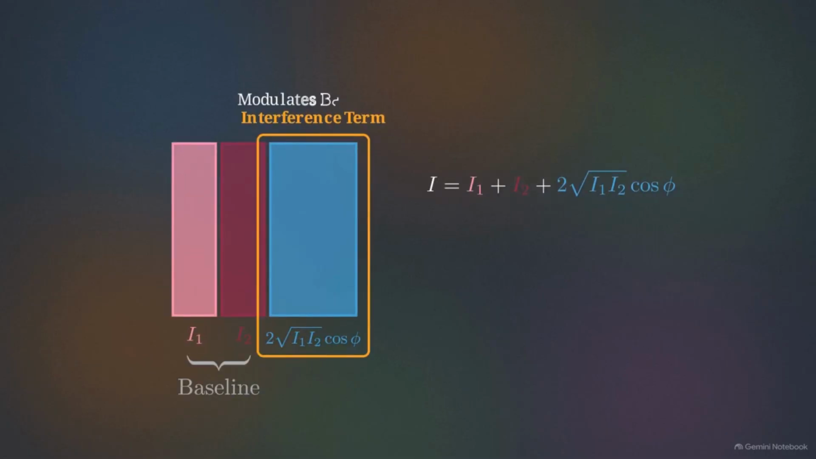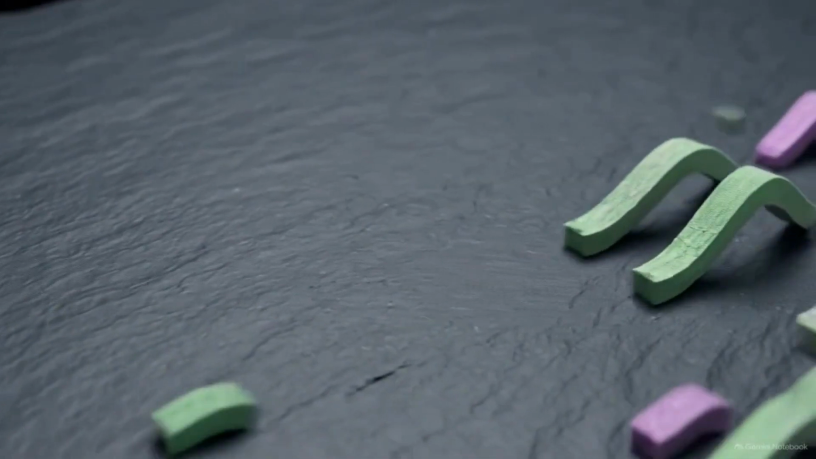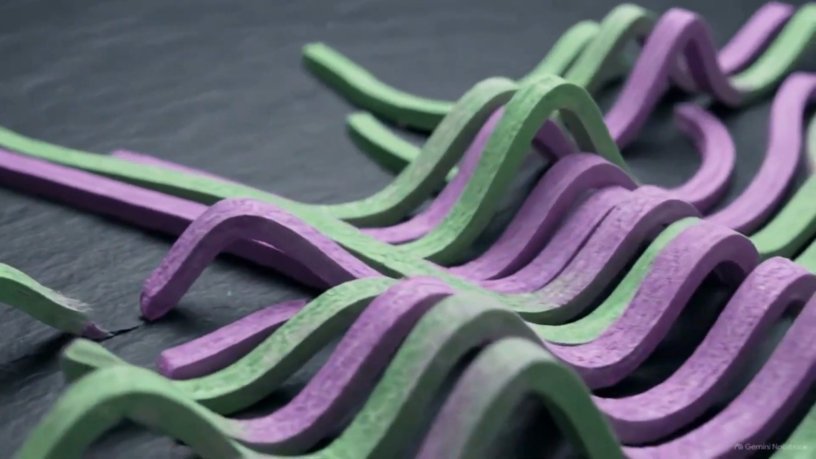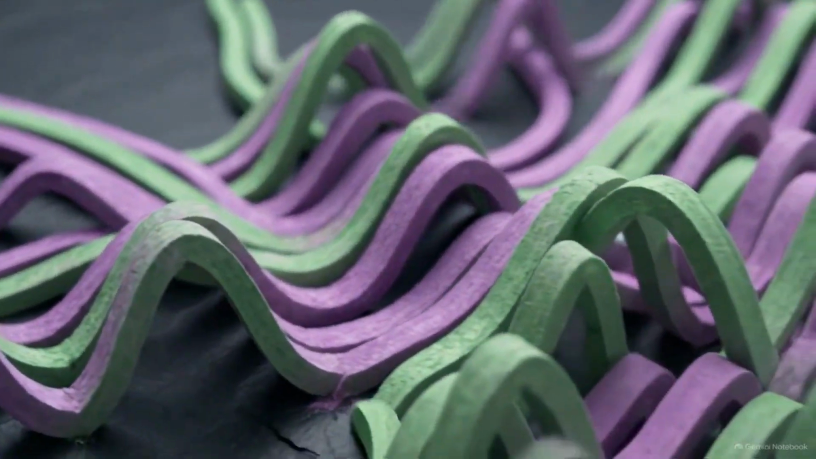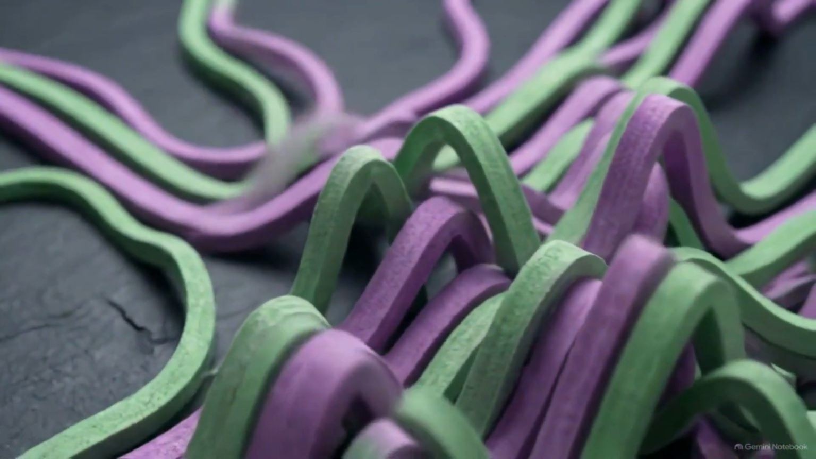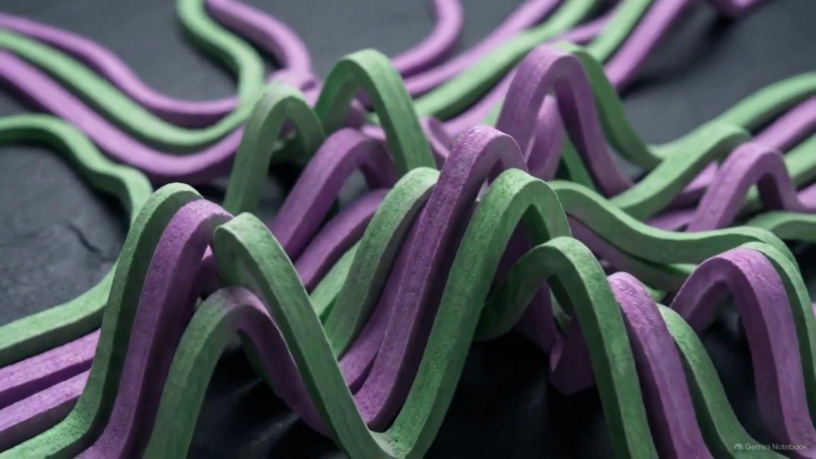This final interference term modulates the baseline brightness. This term only exists because light behaves as a wave. It creates a landscape of fluctuating energy that particles simply cannot replicate. Where the constructive equation reaches I max, light concentrates into a bright white band. Where the destructive equation reaches its minimum, light collapses into a dark gap.